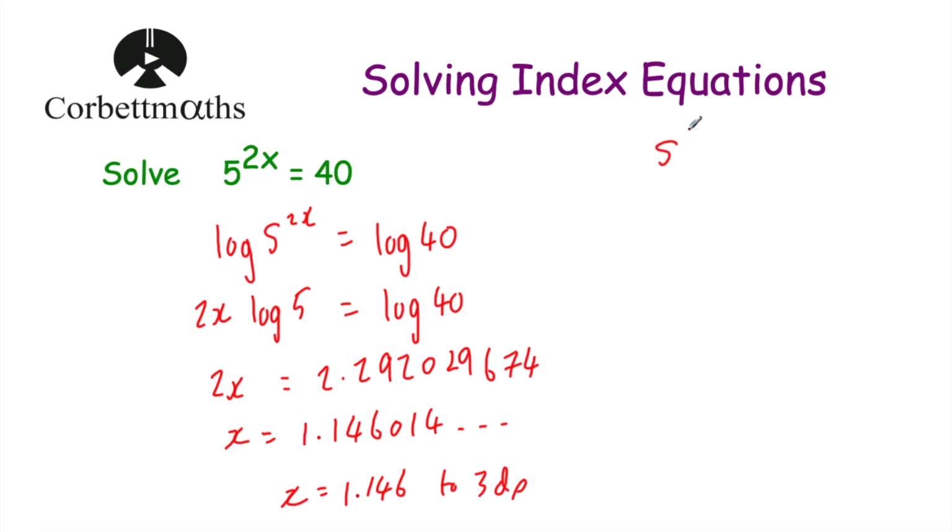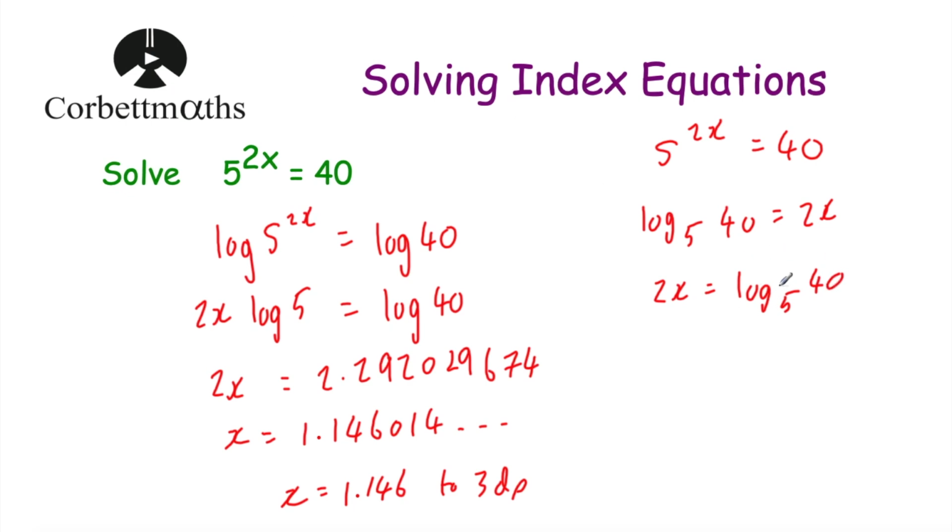So we've got 5 to the power of 2x is equal to 40. So we've got the base, the power, and the answer. So the log to base 5 of the answer, 40, will be equal to the power, which is 2x. And then we can turn this around to get that 2x is equal to log to base 5 of 40. And then if we just type this into our calculator, the log to base 5 of 40, we get what that's equal to.